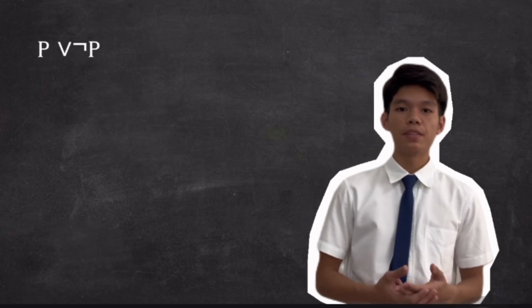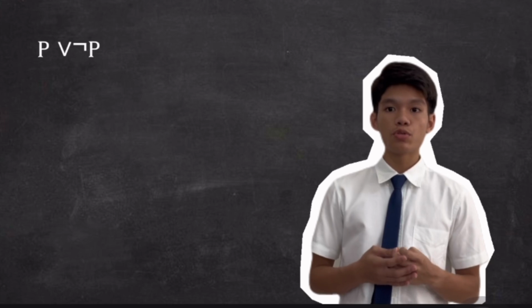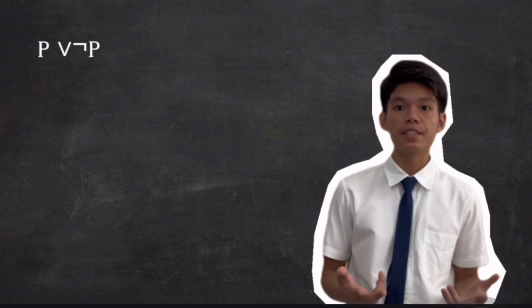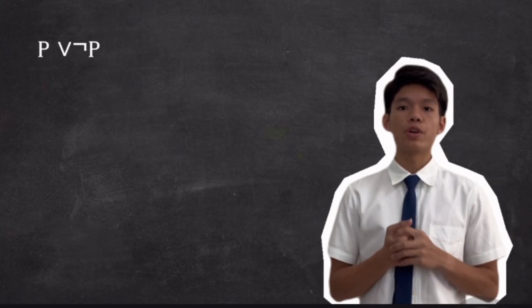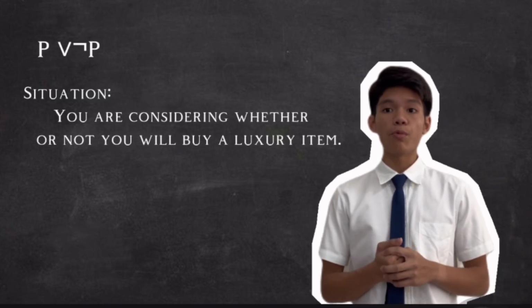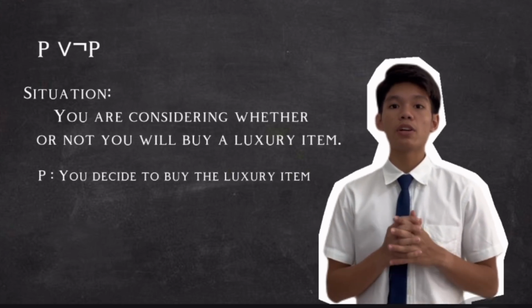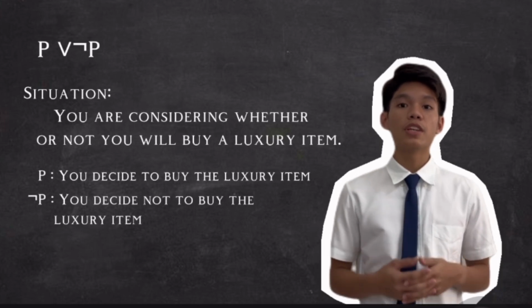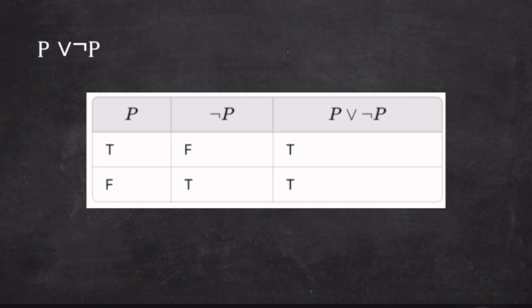P or not P. This expression states that either P is true or false. This is always true because one of these must always be the case. To have a deeper understanding about this expression, I have here a situation. You are considering whether or not you will buy a luxury item. Let P be you decide to buy the luxury item, or not P, you decide not to buy the luxury item. To explain this, the first row shows that P is true, which means that if you decide to buy the luxury item, P is true.